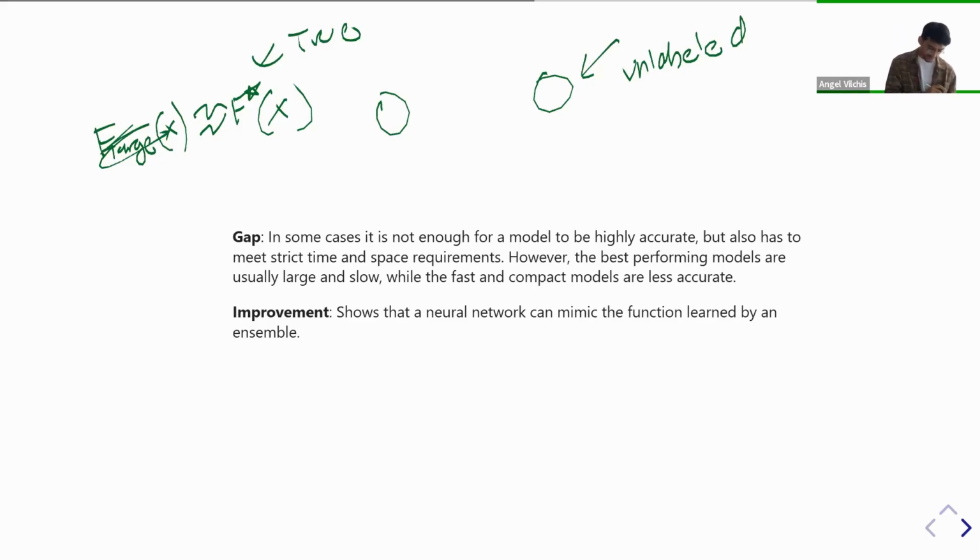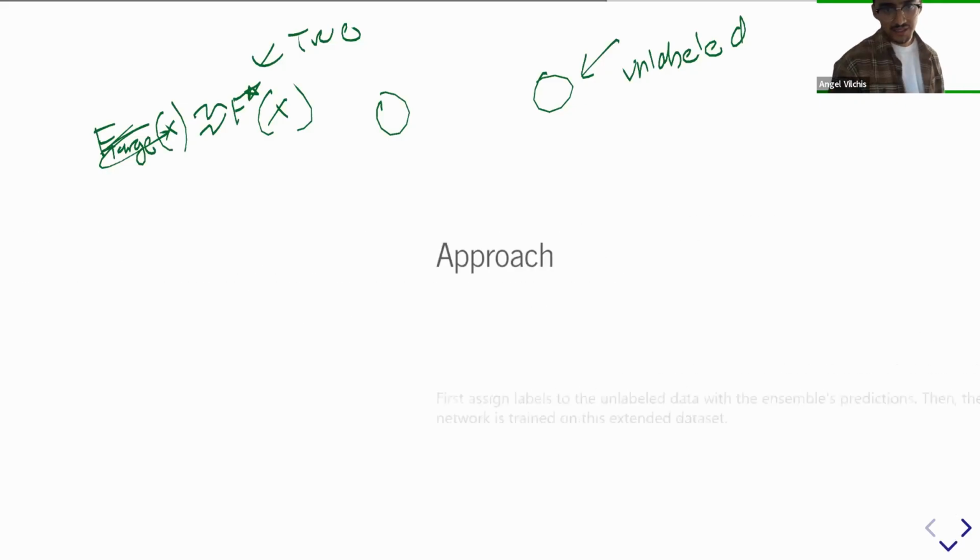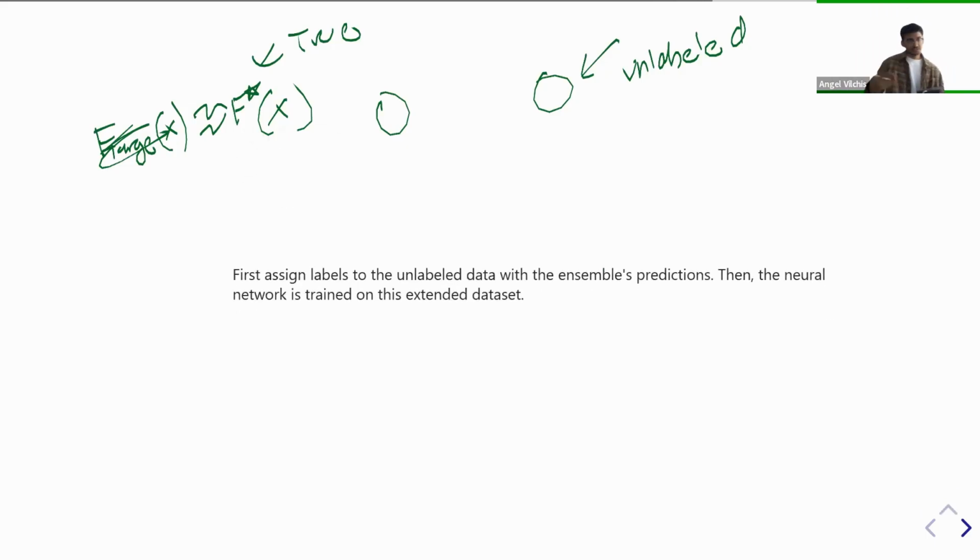Mimic the function by. So the paper shows this idea by having the small model be a neural network and the large model be an ensemble. So the ensemble is accurate, trained on the original data. And then what happens is they label the unlabeled data with the ensemble. And then the neural network is trained on this data set.